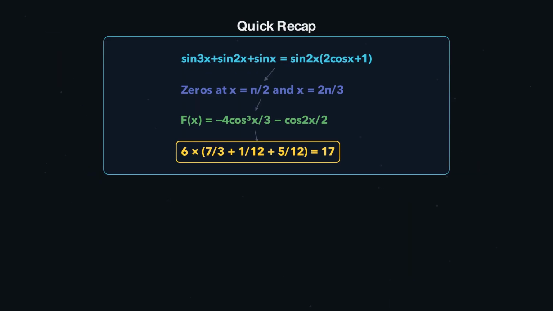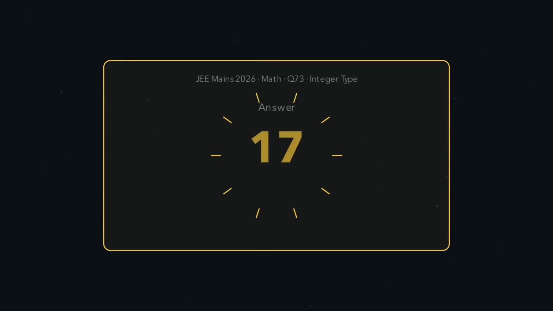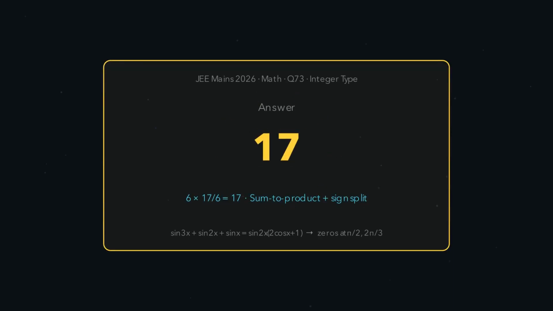Adding them yields 34 over 12, which is 17/6. Multiply by the factor of 6 outside the integral, and it cancels the 6 in the denominator exactly. The answer is the clean integer, 17.